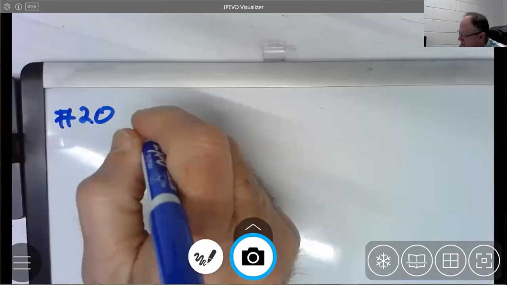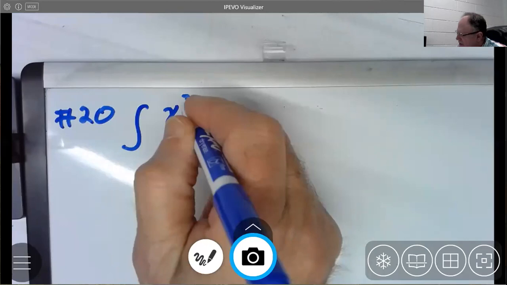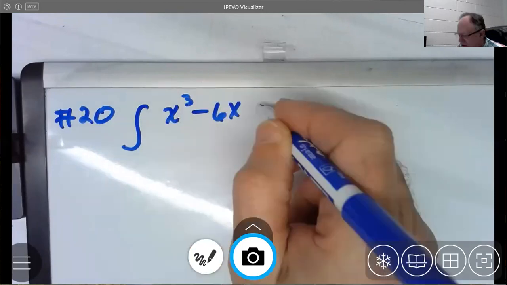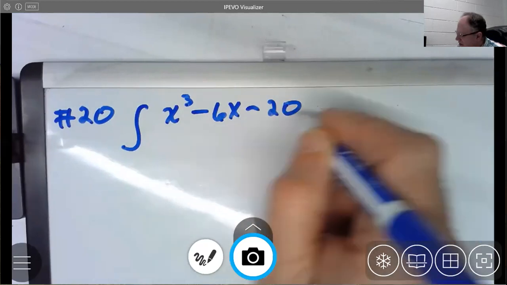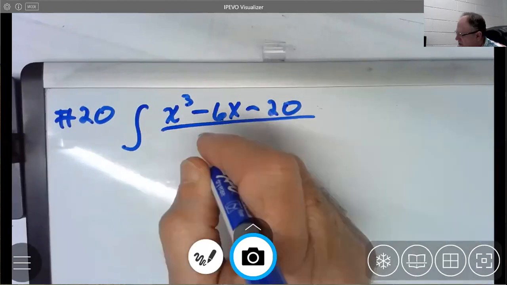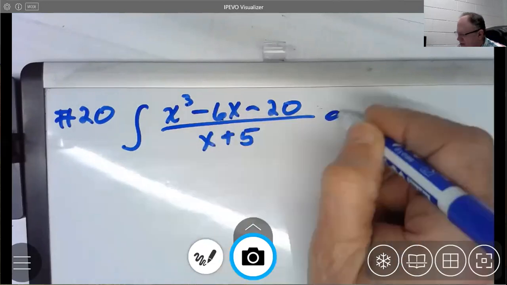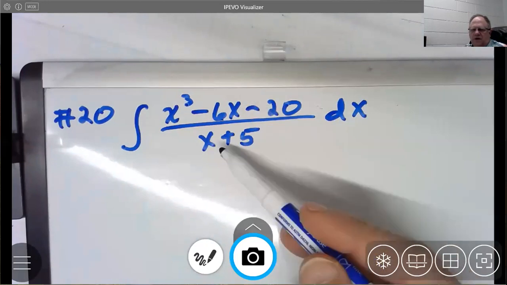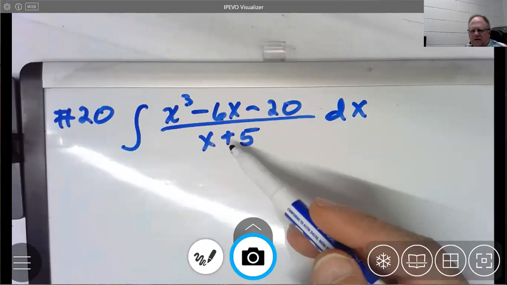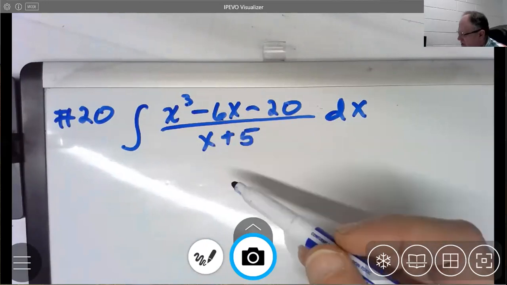And so we're going to integrate x cubed minus 6x minus 20 over x plus 5 dx. Well, there's no way we're going to get u prime over u here. But what we can do is divide this using long division. So that's what we're going to do.